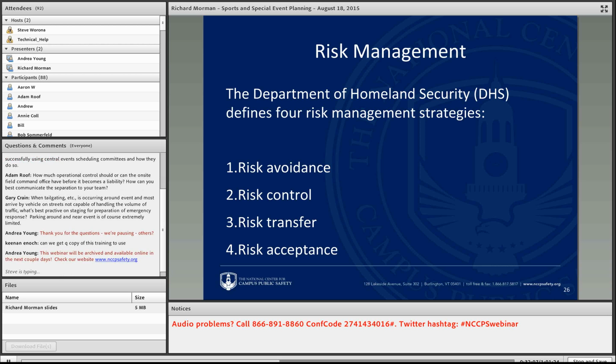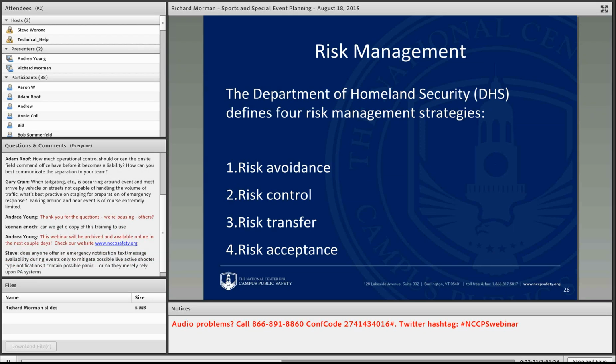And I'm going to squeeze in one more question during this break, Richard. Adam Roof wonders, how much operational control should or can the on-site field command office have before it becomes a liability? How can you best communicate the separation to your team?